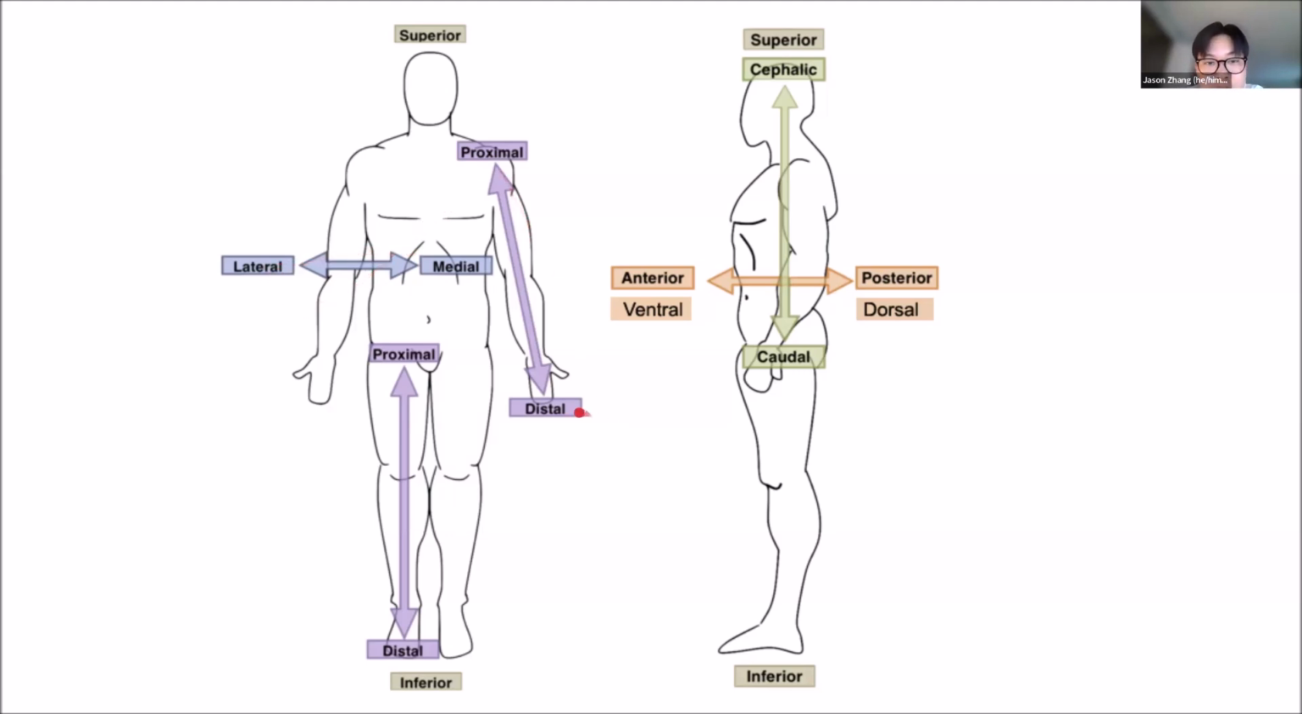Proximal versus distal, this is in relation to the origin. So if you're talking about the arm, distal is the farthest point from the origin, which is the shoulder girdle here, and proximal is closer. And then you have anterior, posterior, also referred to as ventral, dorsal. So just be comfortable with these terms.